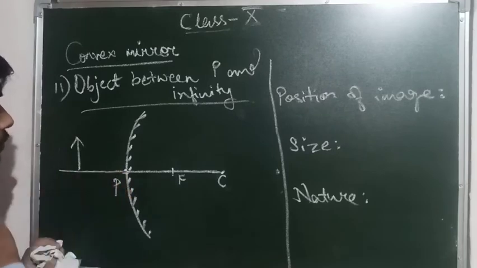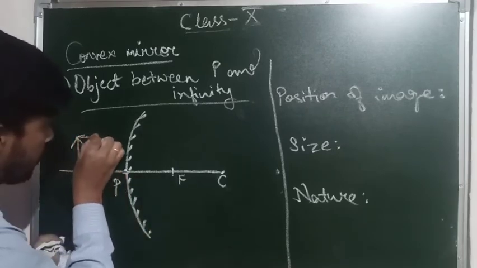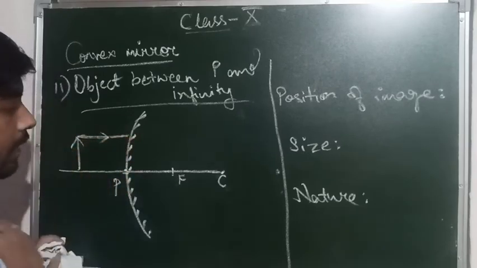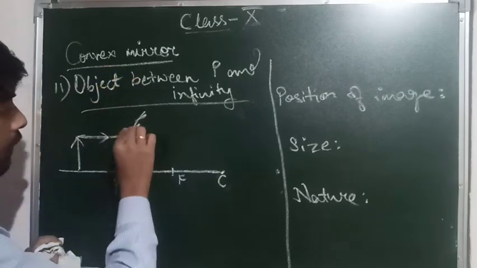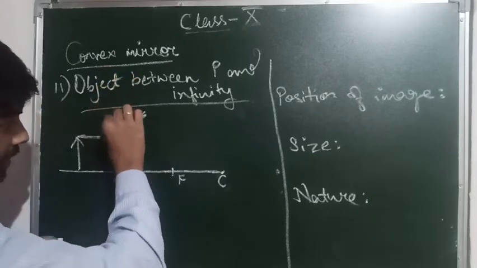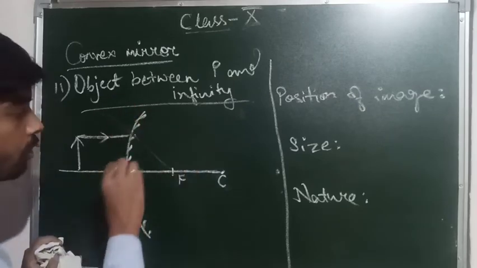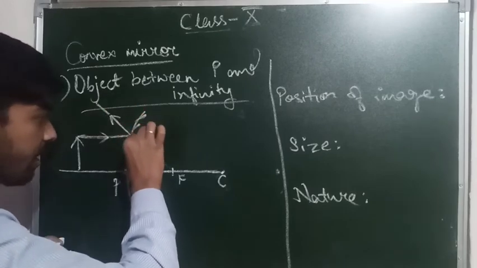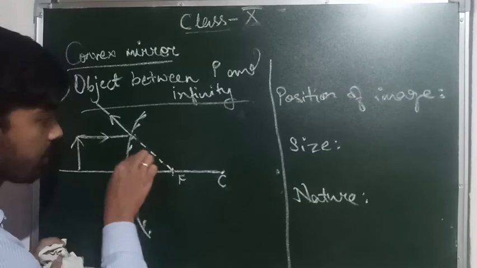Okay. Now the first ray will go parallel to the principal axis. And then it will reflect away like this. But it will reflect in such a way that this line comes straight up to focus. Like this it will come. So we will take the reflected ray like this, and the imaginary ray will come and meet at focus.